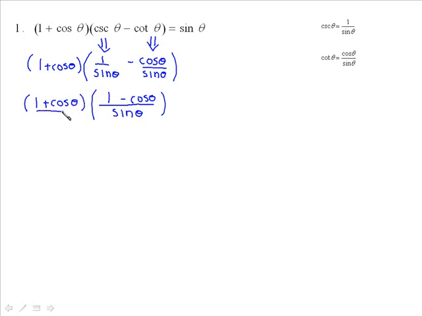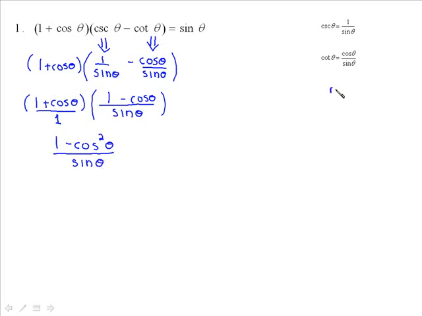Now if it helped you to see what's going on better, you could write this over 1, because in fact it would be over 1. Now when you FOIL it at this point, you'll notice that we have another difference of squares multiplication. 1 plus cos theta times 1 minus cos theta will take us to 1 minus cos squared theta. So you could take the time to FOIL it out, but you don't need to, because that form is familiar enough. 1 minus cos squared theta over sine theta.